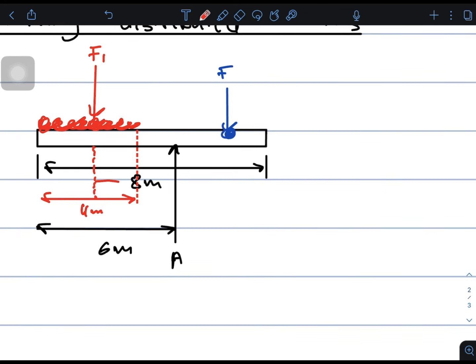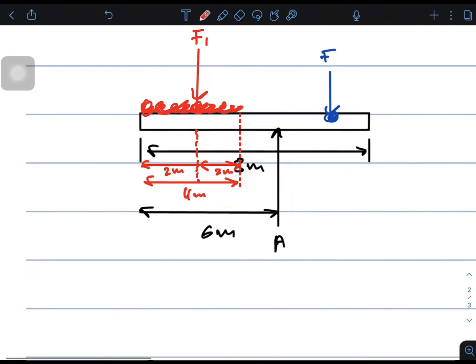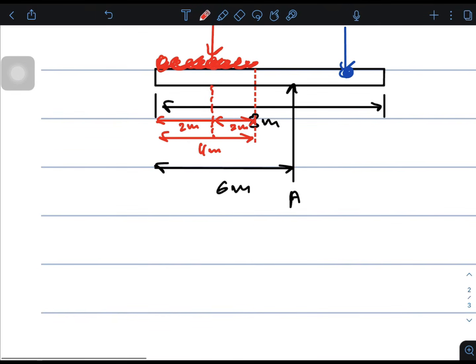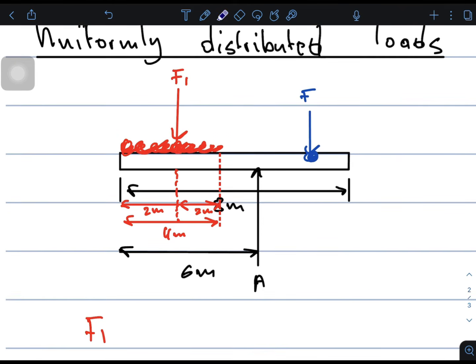That means from here it is 2 meters, and from there to that side is another 2 meters. You see that I placed the uniformly distributed load in the middle along its length. So if I were to calculate the moment of the uniformly distributed load, I would say F1. Where is my turning point? Here is my turning point.